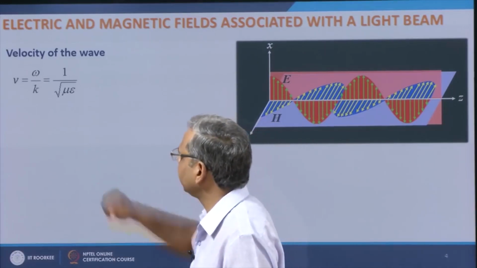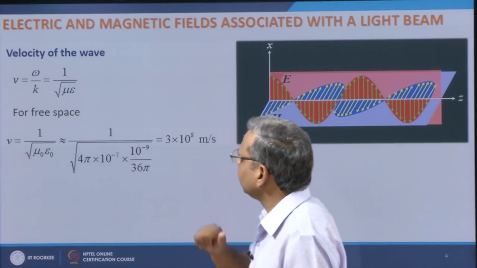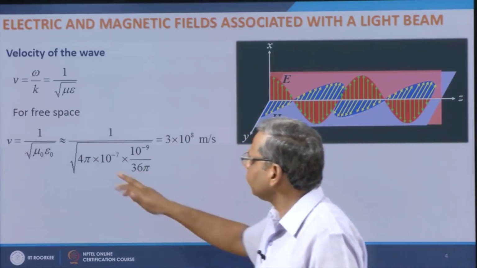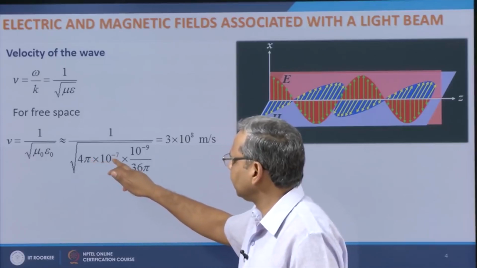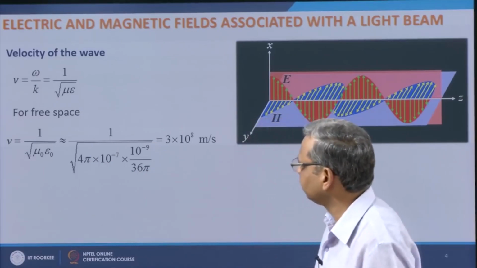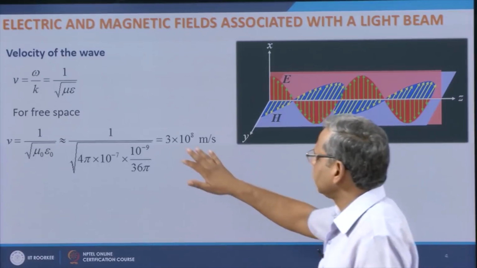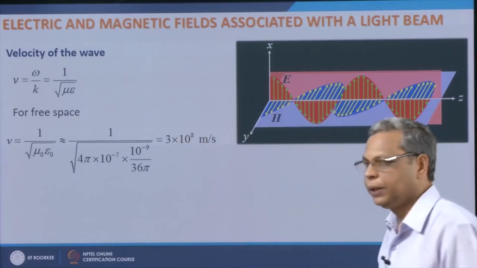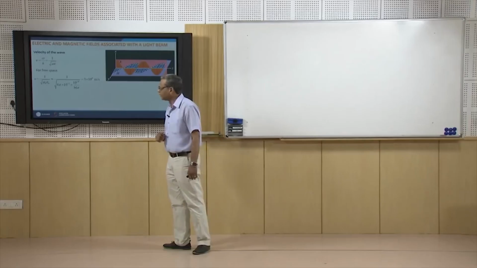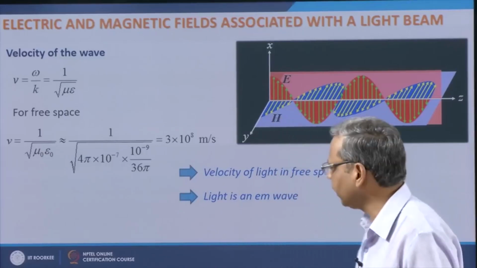Let me find this out for free space. For free space, mu is equal to mu naught and epsilon is equal to epsilon naught, and I can approximate mu naught by 4 pi times 10 to the power minus 7 and epsilon naught by 10 to the power minus 9 divided by 36 pi. And if I work this out, it comes out to be 3 into 10 to the power 8 meters per second, which is nothing but the velocity of light. And that is how it has been established that light is an electromagnetic wave.